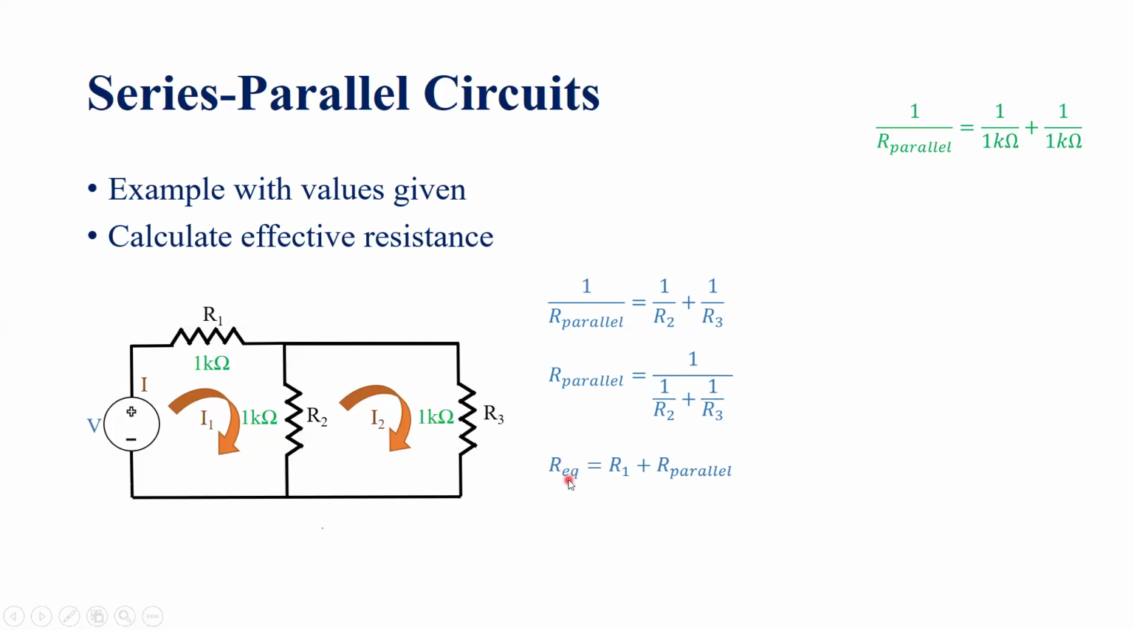of this network. So what you do here, you write 1 over R parallel, that means this formula, equals 1 over R2, that is 1K, plus 1 over R3, that is again 1K. Therefore, R parallel is equal to 1 over this complete term. And after solving this, you get R parallel is equal to 1 over 2K, that means 1 over this term, which is equal to 500 ohm.